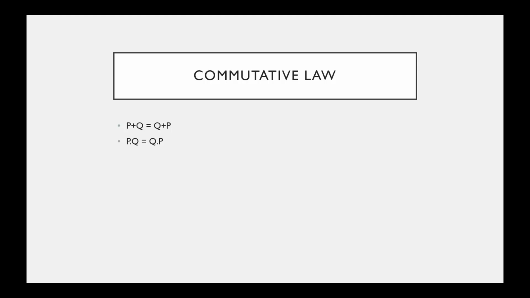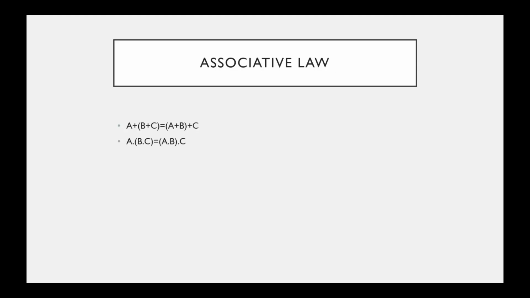Commutative law is p plus q is always equal to q plus p, and p into q is always equal to q into p. Associative law. A plus B plus C is always equal to A plus B plus C. A into B into C is always equal to A into B into C.